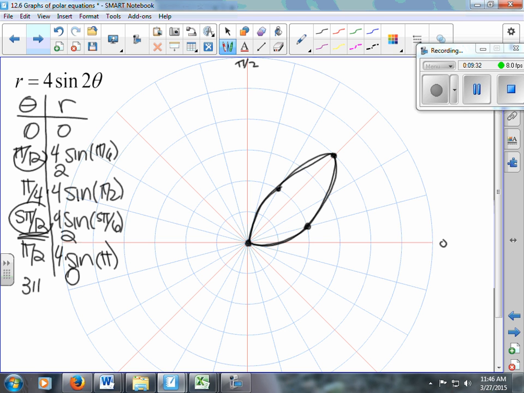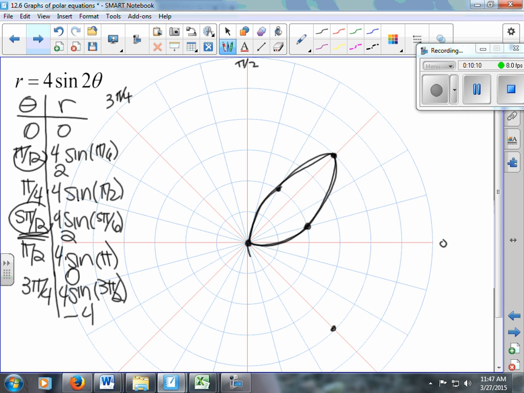So let's do 3 pi fourths. When I plug 3 pi fourths into theta, I do 4 times the sine of 3 pi halves. Well, 3 pi halves gives me -1, and so this is a value of -4. In fact, all of these second quadrant angles, once I multiply them by 2, are going to stick me into the bottom part, into the third and fourth quadrants, which gives me negative values. So at 3 pi fourths, this big red line here, at this angle, I need to go backwards 4.